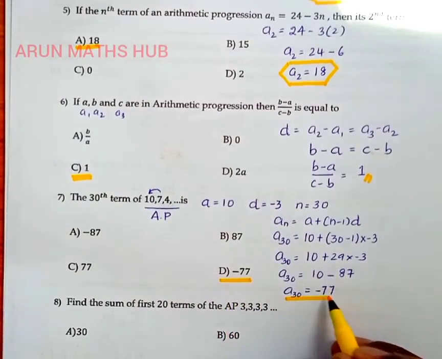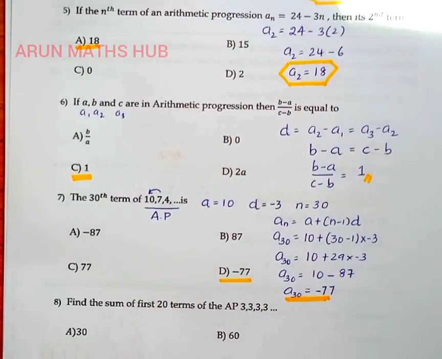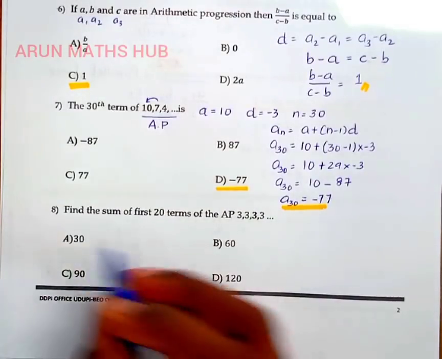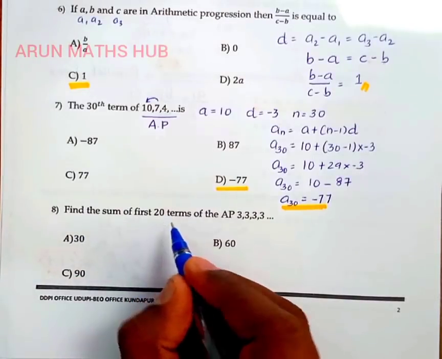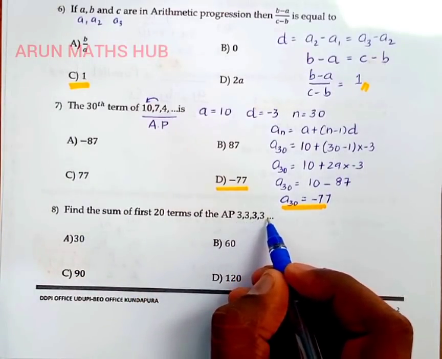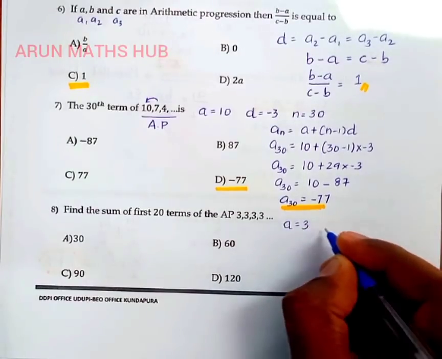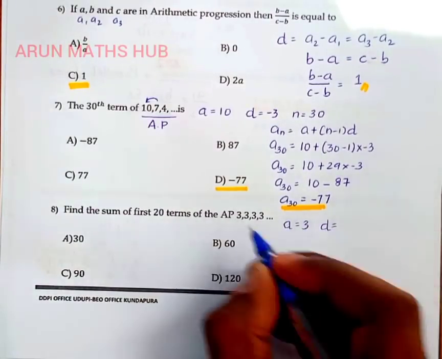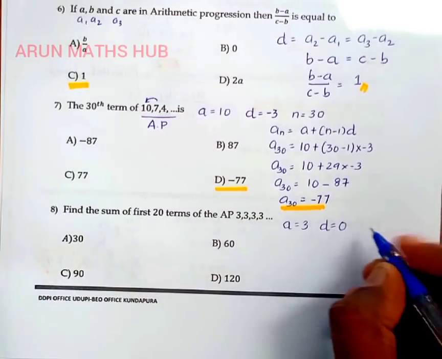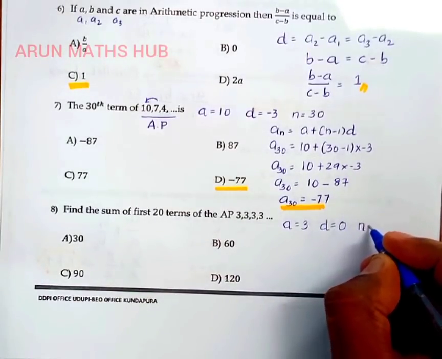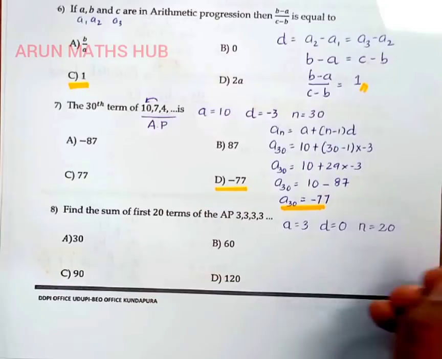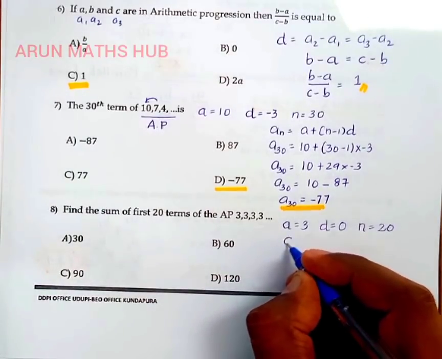Next question. Find the sum of 20 terms of the AP 3, 3, 3, 3 and so on. Therefore, a equals 3 and d equals 0, that is 3 minus 3 is 0. We need to find the sum of 20 terms. Therefore, n equals 20.